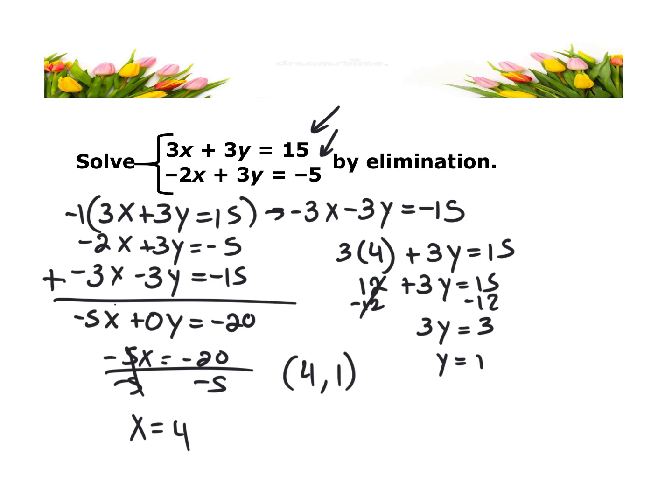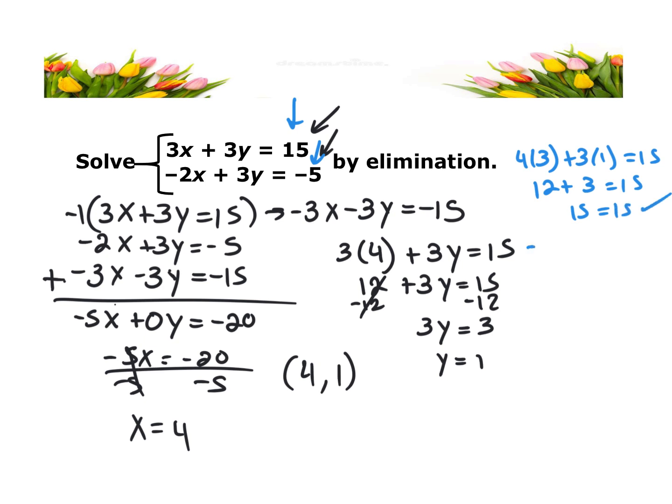Now, I'm going to show you guys how to check it since we had the reminder in the last slide. So I'm going to plug the 4 and the 1 into both original equations. If I do 4 times 3 plus 3 times 1 is equal to 15. So it's going to get 12 plus 3 is equal to 15. So 15 equals 15. It works for the first equation.